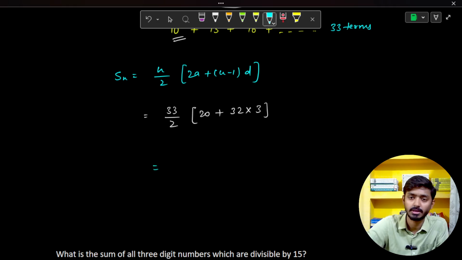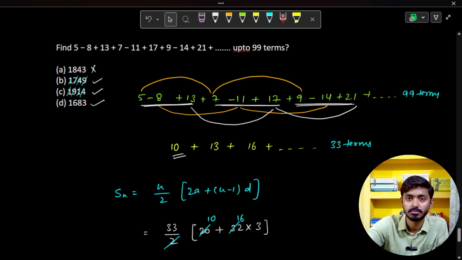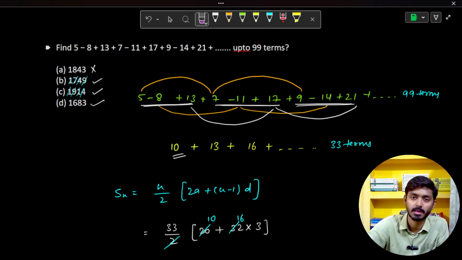That will be, let us divide 20 by 2, that is 10, and this would be 16. 48, that would be 58. 33 times 58. Maybe the unit digit would work. 8 threes are 24, and the only option having unit digit 4 is option C.